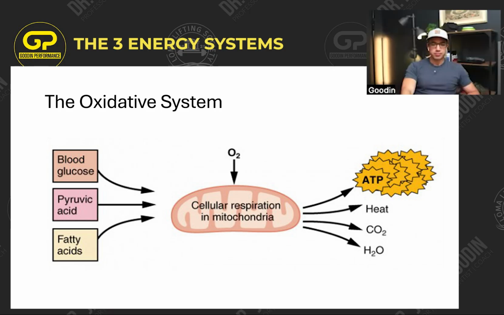So the oxidative system, now we're getting into the system that has a ton of capacity, okay? We can take in any substrate, carbohydrate, protein, even fats, and we can take that into the oxidative system and churn out a ton of energy. The byproducts here are just heat, carbon dioxide, and water. Okay, so it's kind of like a clean burning, but slow system.